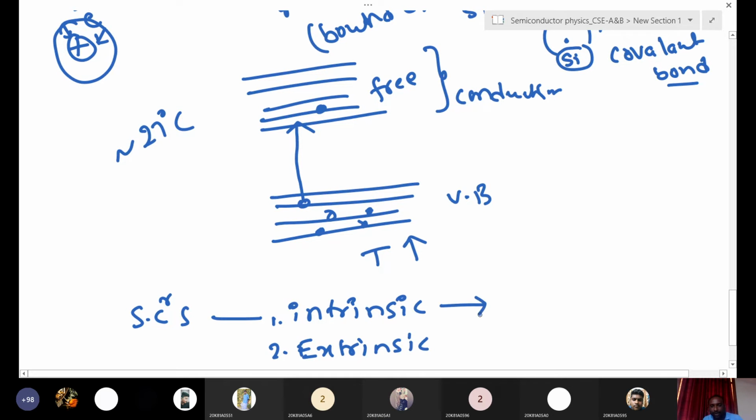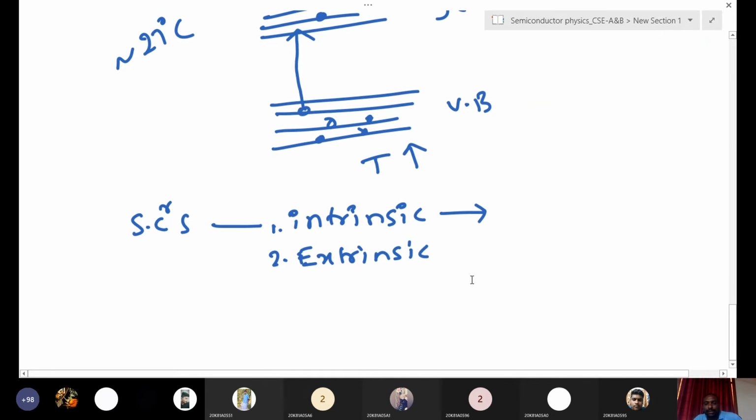So what is intrinsic? Do you know? If you don't know, check. Intrinsic means a pure form of semiconductor, with low conductivity.